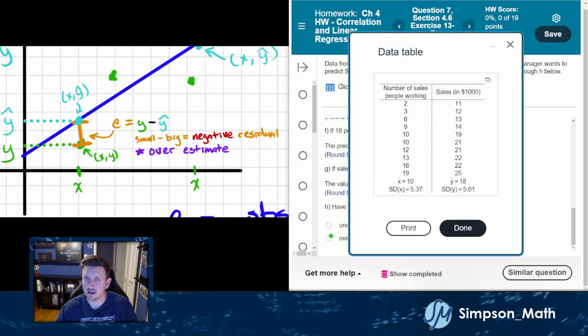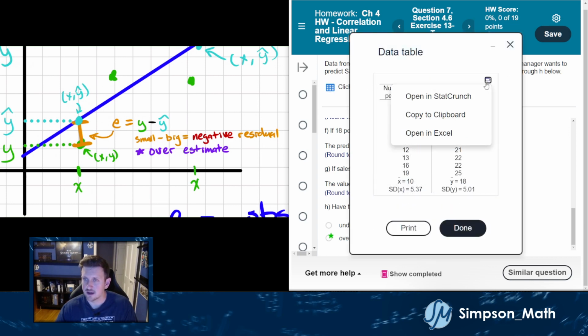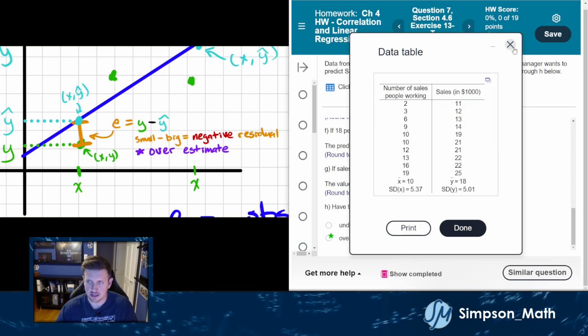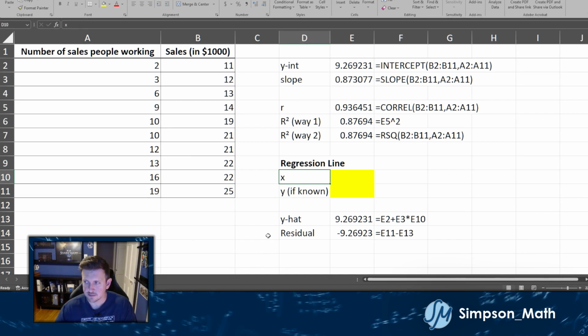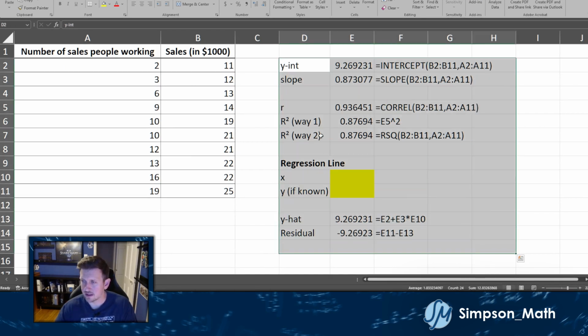So if I click the icon, I can click my options here, and then one of them is to open in Excel. I've already done that. It would download and open up and you get something like this. All right, so this I've made. I'll walk you through it.